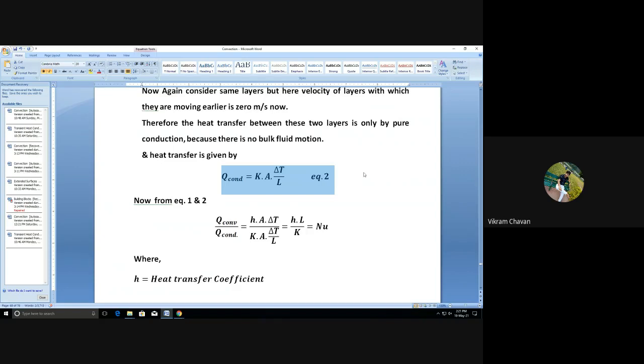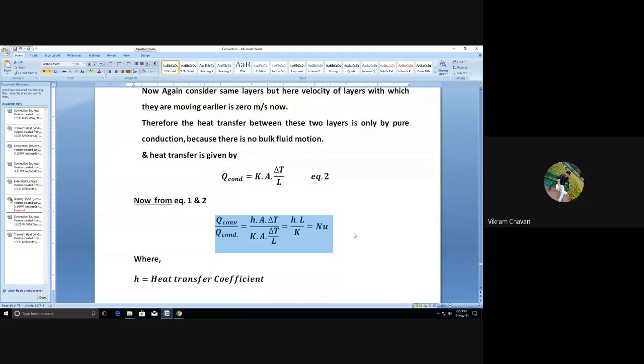Now from equation 1 and 2, Q convection divided by Q conduction will be equal to h multiply by A multiply by delta T divided by k multiply by A multiply by delta T divided by L, which is equal to h multiply by L divided by k. So that is nothing but Nusselt number.